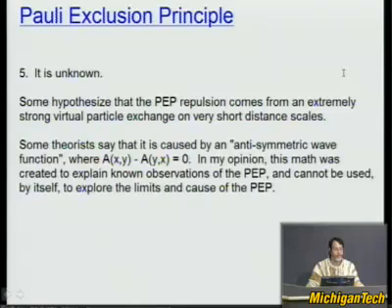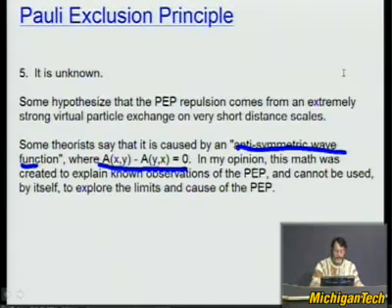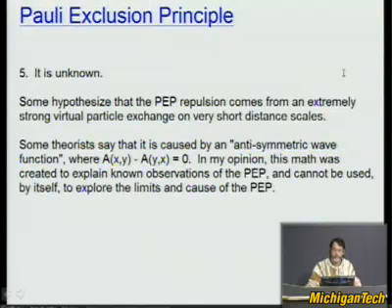Theorists come up with ways of mathematizing things, and they will tell you that fermions have antisymmetric wave functions where you can say things like this minus that is equal to 0. But remember, whenever anything is 0, in my view, it really means that we've hit a realm of smallness where we don't understand. It's beyond physical understanding. So this math was created to explain known observations of the Pauli exclusion principle, and in my view cannot be used by itself to explore the limits and the cause of the Pauli exclusion principle. I'm unaware of a lot of research into that either.